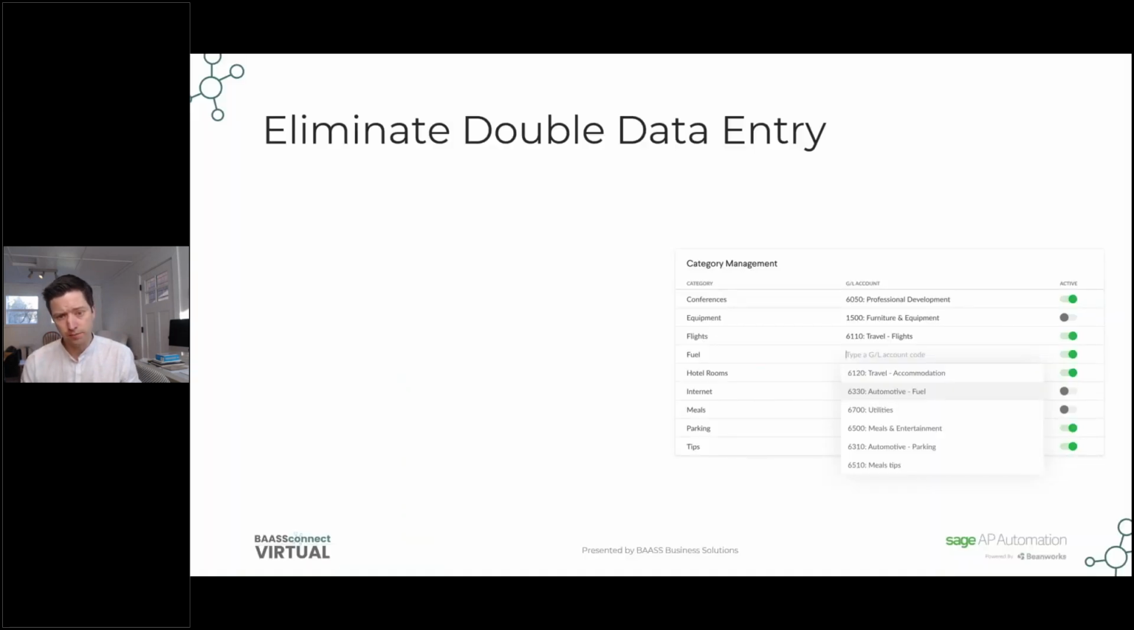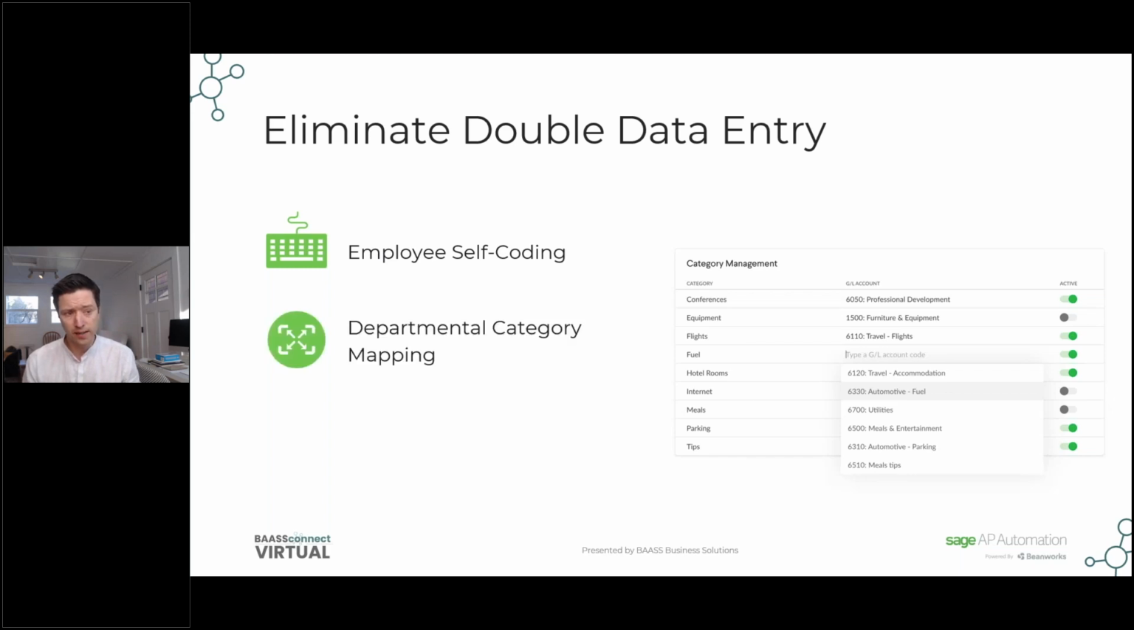Expense automation helps eliminate that double data entry by allowing employees to easily code their own expenses, and the simplified expense categories that we can create can be mapped to your existing GL codes, saving your accounting team time on the back end as well. And then also OCR is being added to further reduce the burden on employees when they're submitting the expense reports in the first place. So that will further help on the data entry piece.